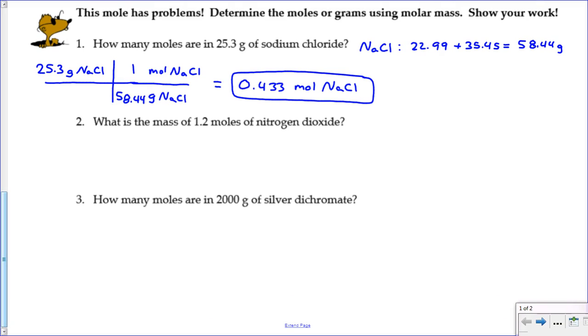Problem number 2 here, we're starting with 1.2 moles of nitrogen dioxide. So again, you have to kind of know the naming rules, you have to remember those. We've got 1.2 moles of nitrogen dioxide, that's NO2. And then we want to get out of moles of NO2, so we put it down here on the bottom to cancel out. We want to get into grams of NO2 because it says what's the mass.